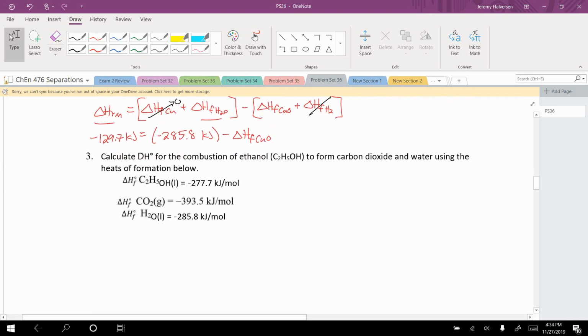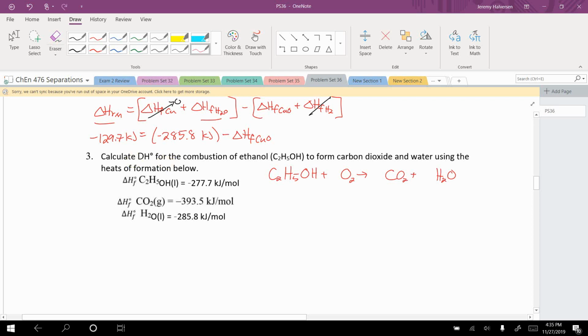Okay, calculate delta H for the combustion of ethanol to form carbon dioxide and water using the heats of formation below. So they give me, sorry, some of the text there is kind of weird, but it'll be okay. I'm trying to find the delta H for the combustion of ethanol. Well, what is the reaction for the combustion of ethanol? Let's write it. I got C2H5OH. If I'm combusting something, I'm adding oxygen, and I'm making CO2 and water because it says carbon and hydrogen on it, so I'm going to make CO2 and water. Now I've got to balance this.